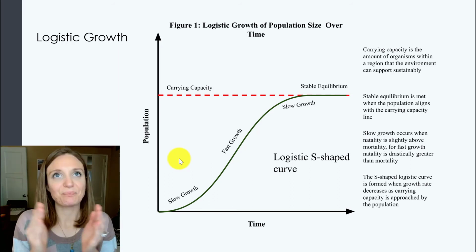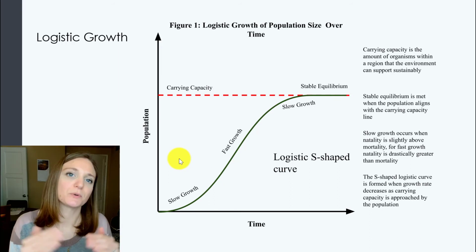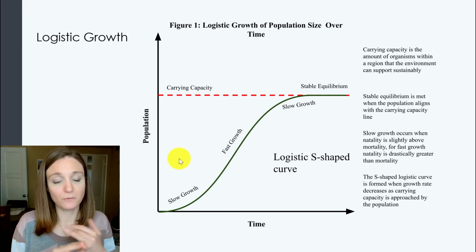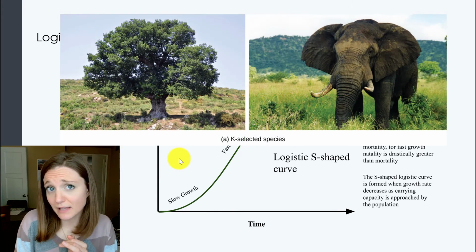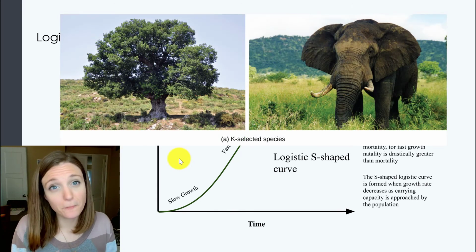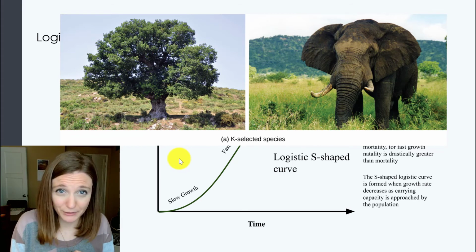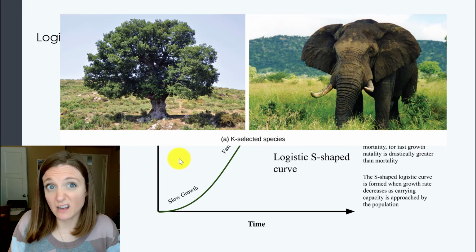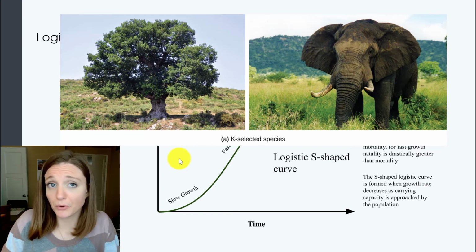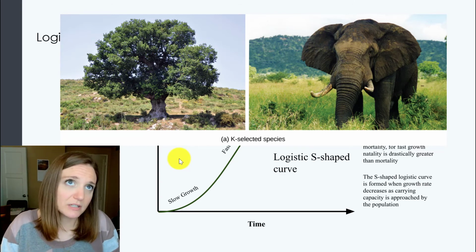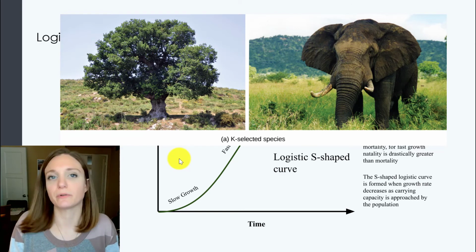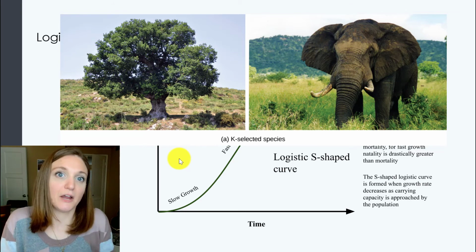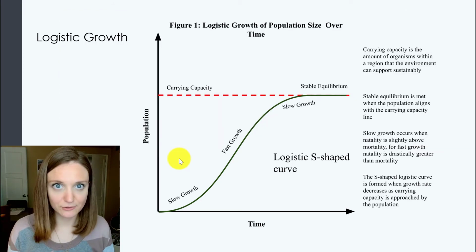K-selected organisms, what we're talking about with K-selection, is organisms that have a natural history of 1, pretty long lives, 2, reproduce relatively infrequently, and when they do reproduce, they don't create many young. They have a relatively low birth rate. And there is usually some sort of parental care, so some sort of energy investment in the care and raising of those offspring that they have.